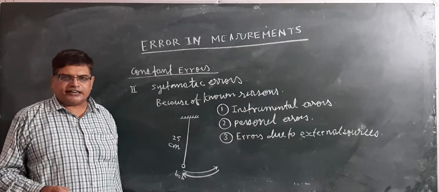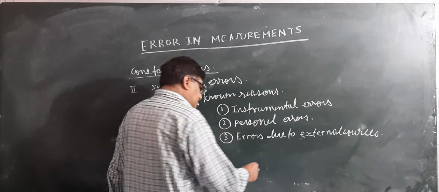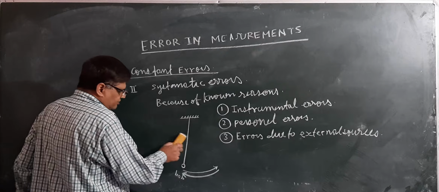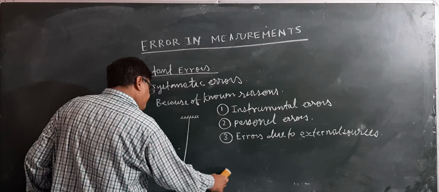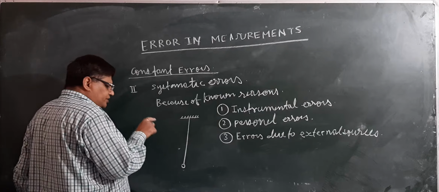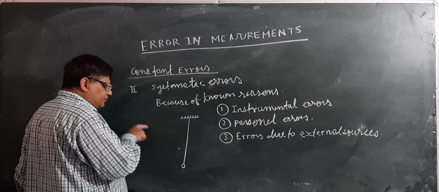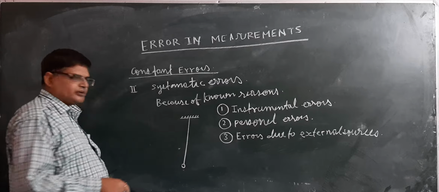Now suppose you are conducting an experiment with a simple pendulum. This is the simple pendulum. You can take an example from here itself. Now ideally there should be no wind at all while conducting this experiment.